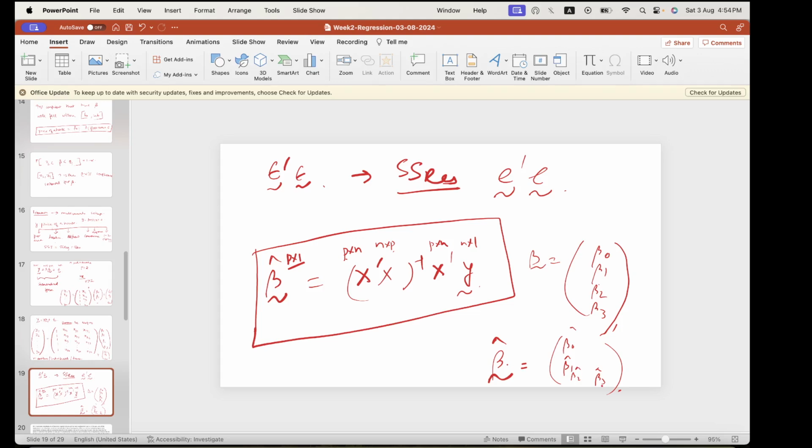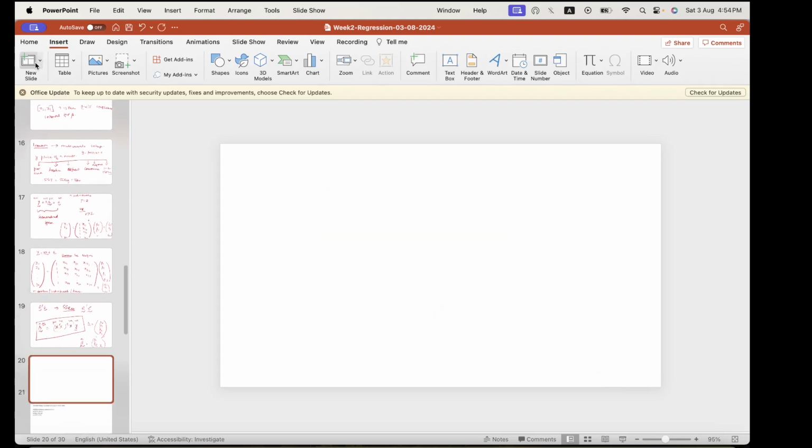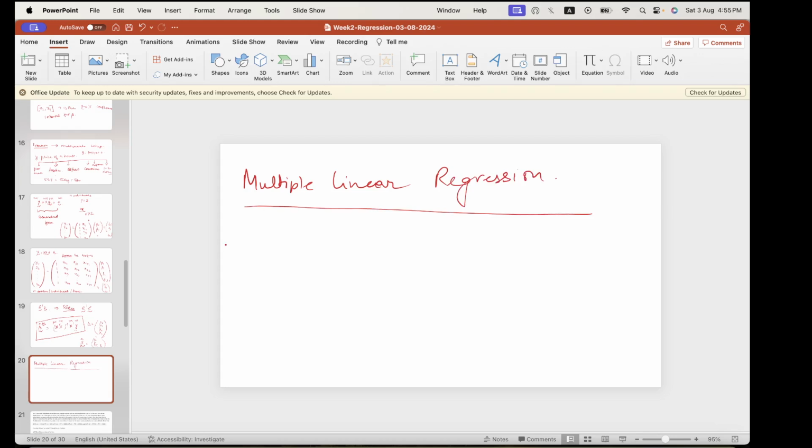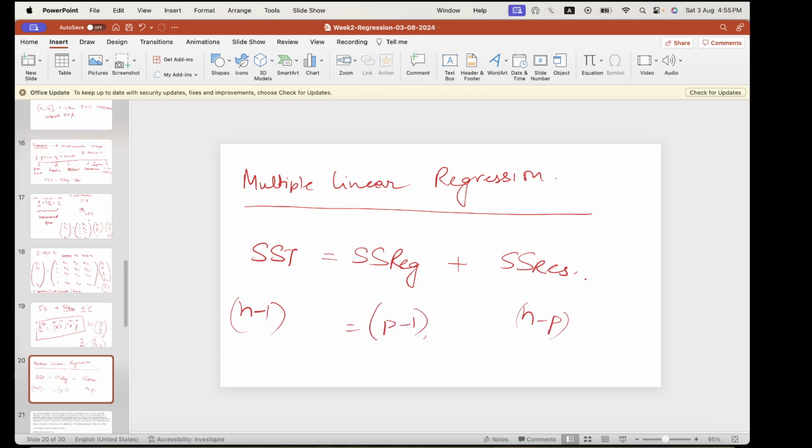Alright, and another thing that is very crucial that we learnt is the decomposition of the total sum of squares. So in case of a multiple linear regression, this remains the same. The total variation is divided orthogonally into SS due to regression, and this is SS due to residuals. So this degrees of freedom will be n minus 1 always. This degrees of freedom would be n minus p, and this would be p minus 1. So for a simple linear regression p equal to 2, and for a multiple linear regression p is greater than 2.